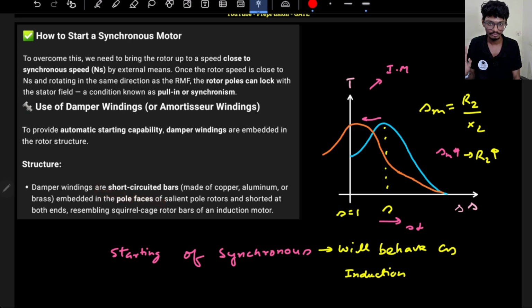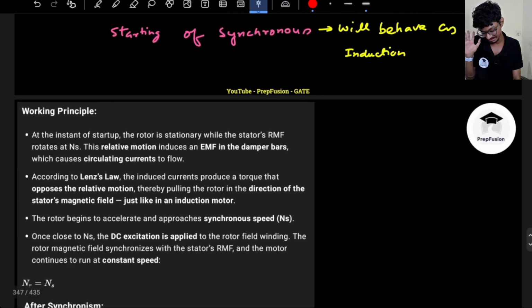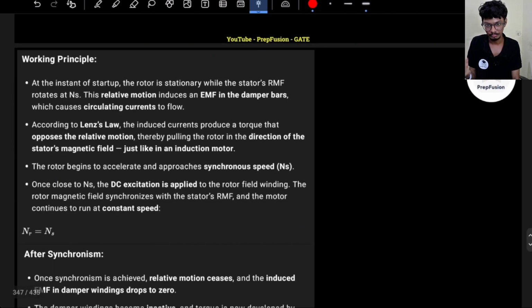So I hope it is clear, right? What is damper winding we already know, so I don't think we have to explain it over again. So that's it. This is how the motor will start.